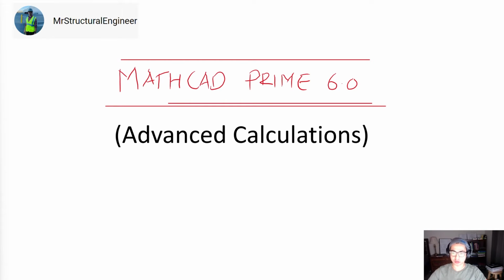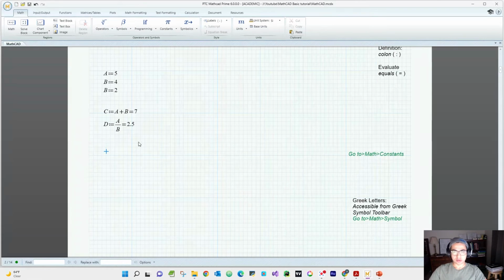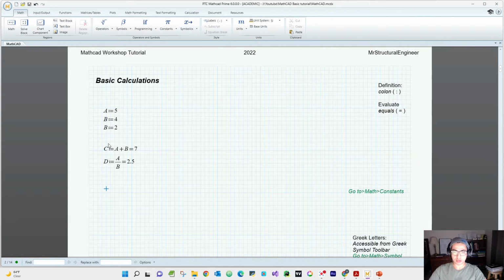In the previous video we did some basic calculations using MathCAD Prime 6, and in this one we'll be working on some advanced calculations. I already have a MathCAD file, and this is what we did in the last video. We defined some variables and we had some basic operations.